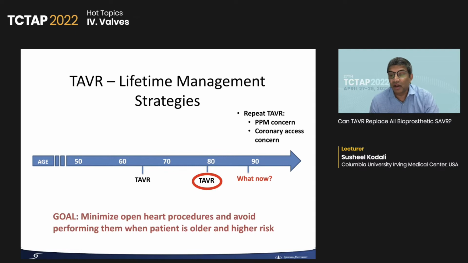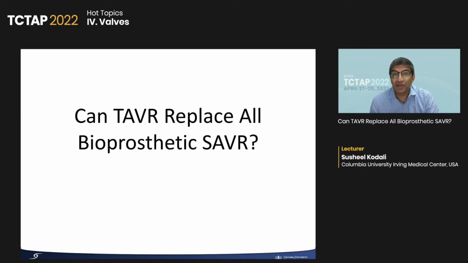So, the goal for all of us is to minimize open heart procedures and avoid performing them when the patient is older and higher risk. And so, the TAVR first strategy may work, but it may not. And we have to keep that in mind. And so if we're asking the question, can we replace all bioprosthetic SAVR with TAVR? Right now, the answer is not yet, in my opinion. We need more data. We need better data. We need new devices. We need to understand this much better.